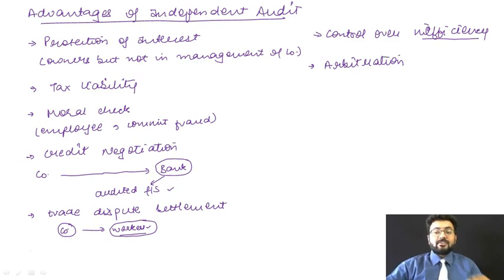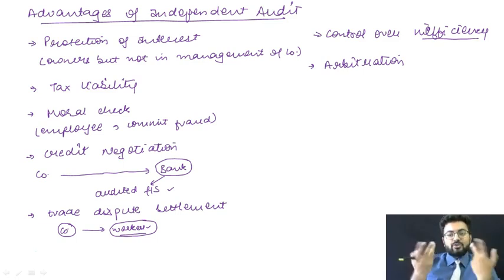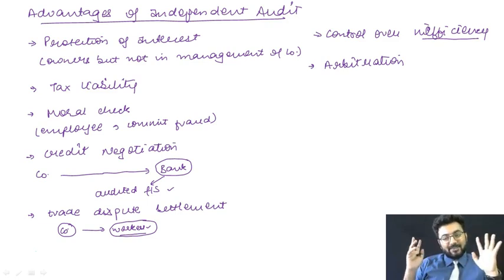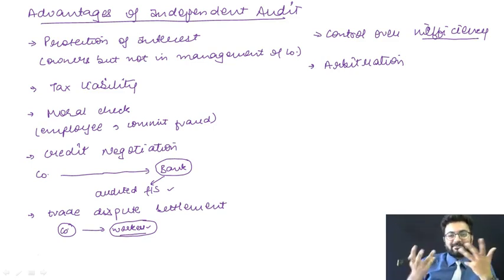Arbitration, what is arbitration? Arbitration is settlement of disputes outside the court using a third party. Outside the court using a third party, yes. It is useful so many times because let's suppose you and me, both of us, had a fight.